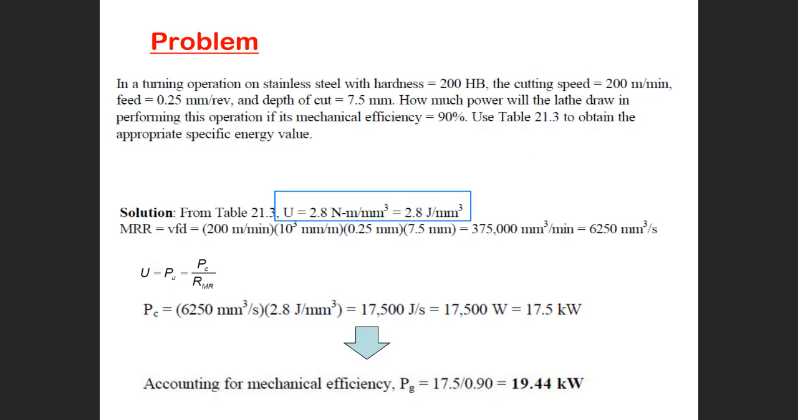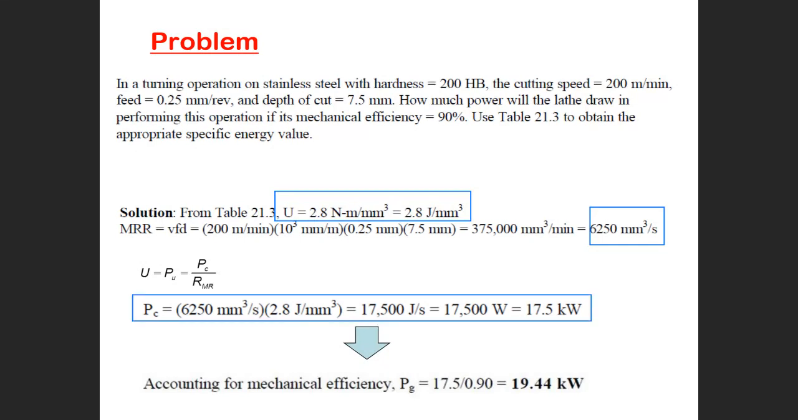Material removal rate multiplied by the unit power gives the power, which is 17.5 kilowatts. 17.5 kilowatt is the power needed to do the cutting operation. However, we are going to use a machine with efficiency 90%. So what is the machine power? Machine power equals 17.5 divided by 90%. The 17.5 kilowatt is what we need to cut the workpiece. This is the cutting power.